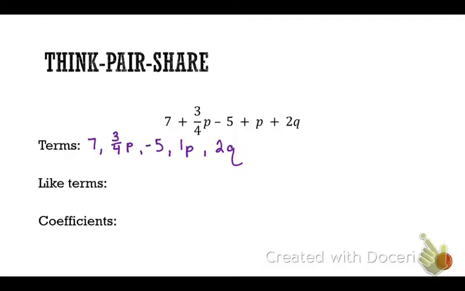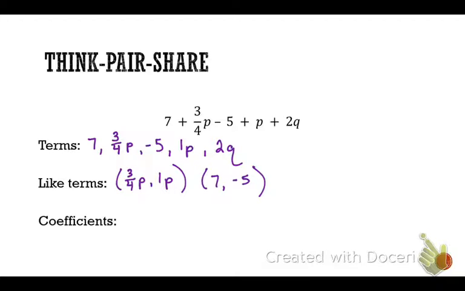Does anybody think they know one of the sets of like terms? Halen? 3/4 P and 1 P. Yes, very good. 3/4 P and 1 P. They both have the variable P. All right, does anybody think they know another set? Abby? 7 and -5. But wait, nobody's said anything about 2Q yet. There's no like term to combine it with, okay? So there's nothing to combine it with. So if I were simplifying this, I would just simply bring down 2Q because there's nothing to combine it with.